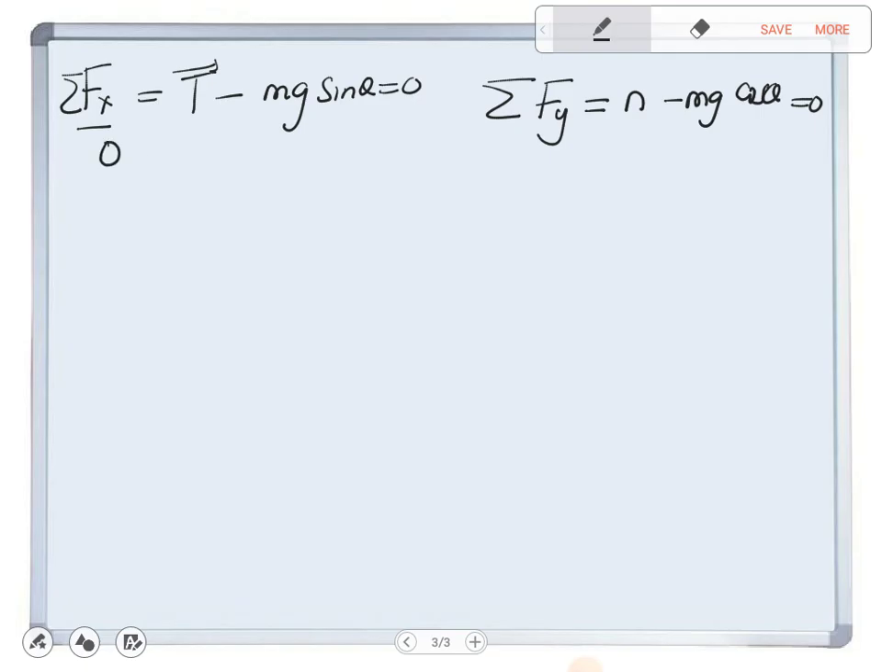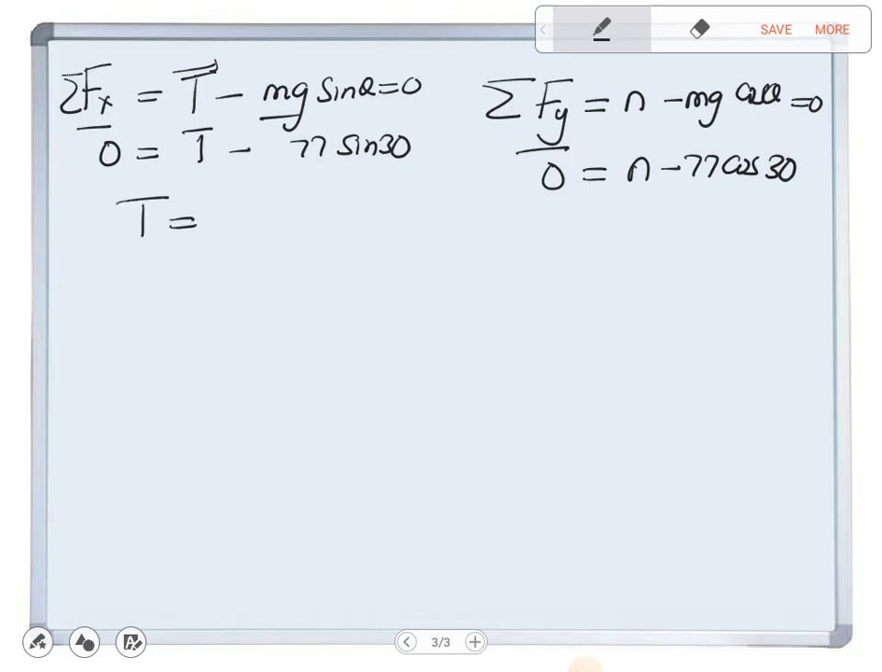Tension will remain. This is 77 sine 30. Here is 0. N minus 77 cos 30. So here I can already say that the tension will come out clearly. Let us punch on the calculator. So I'm getting 38.5. I'll leave it at one decimal place as the tension.